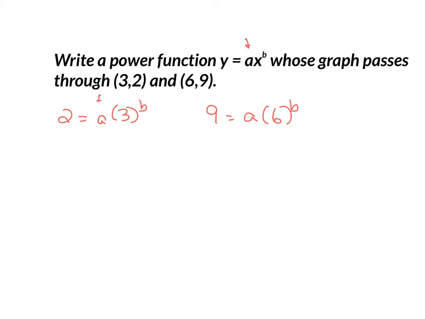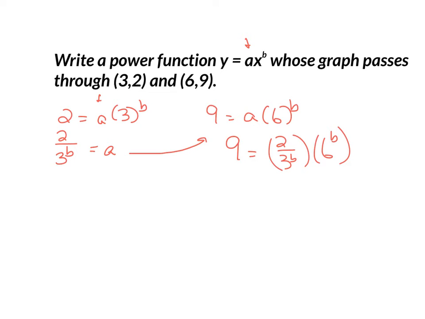And I'm going to solve this one for a, which means a is going to be 2 over 3 to the b power. And the same thing I did yesterday, I'm going to plug that into my other equation over here for the a. So I'm going to say 9 equals 2 over 3 to the b times 6 to the b. All that is, I plugged what I knew for a from the first equation into the second one. If I multiply this out, 3 goes into 6 2 times, so I get 2 times 2 to the b power. I'm going to divide both sides by that 2. So I get 2 to the b equals 4.5.